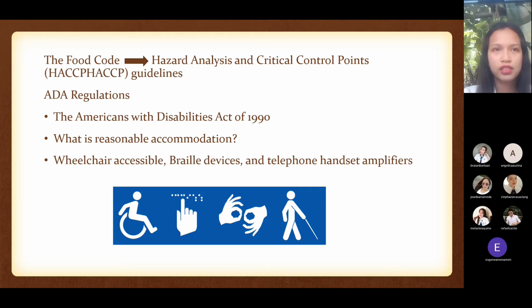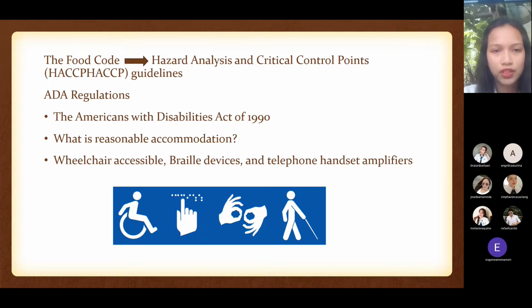ADA regulations. The Americans with Disabilities Act of 1990. The Americans with Disabilities Act, ADA, became law in 1990. The ADA is a civil rights law that prohibits discrimination against individuals with disabilities in all areas of public life, including jobs, schools, transportation, and all public and private places that are open to the general public.